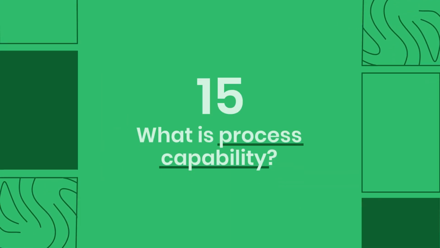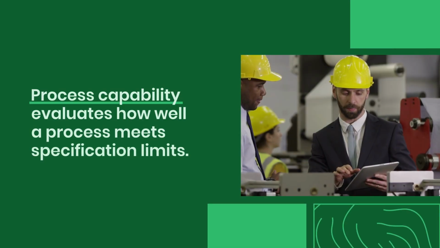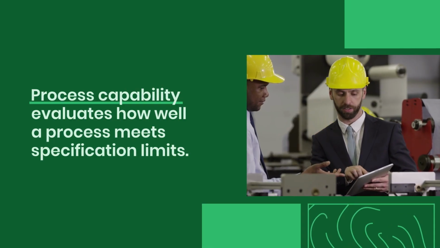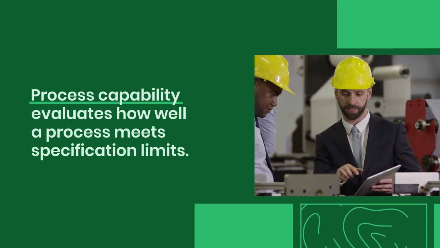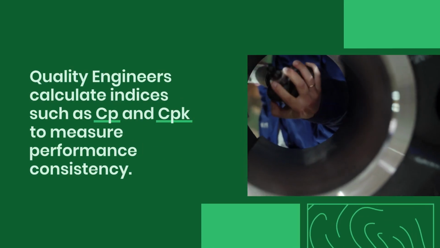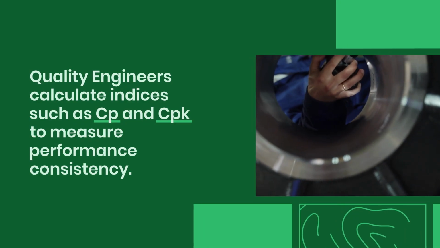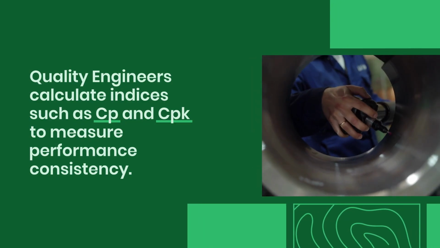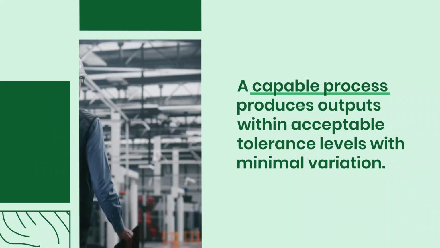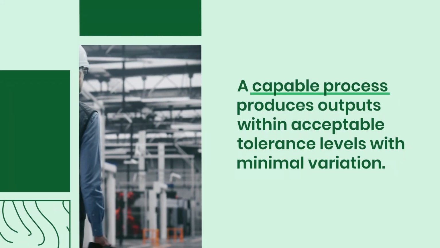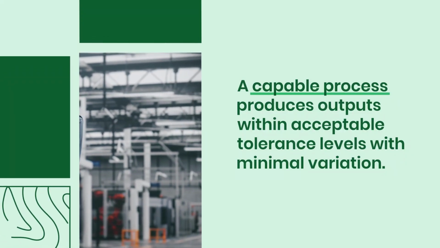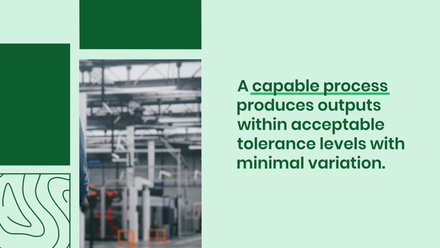15. What is process capability? Process capability evaluates how well a process meets specification limits. Quality engineers calculate indices such as Cp and Cpk to measure performance consistency. A capable process produces outputs within acceptable tolerance levels with minimal variation.